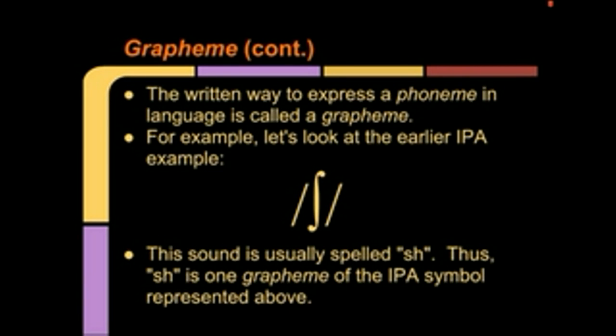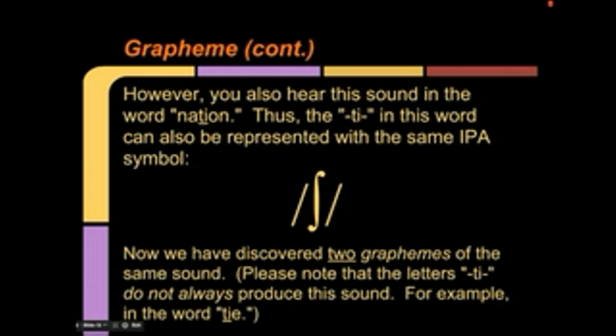For example, let's look at the earlier IPA example. This sound is usually spelled SH. Thus, SH is one grapheme of the IPA symbol represented above. However, you also hear this sound in the word nation. Thus, the TI in this word can also be represented with the same IPA symbol. Now we have discovered two graphemes of the same sound. Please note that the letters TI do not always produce this sound. For example, in the word tie.